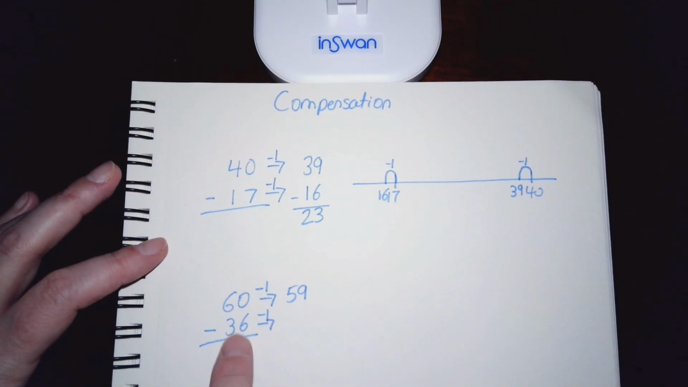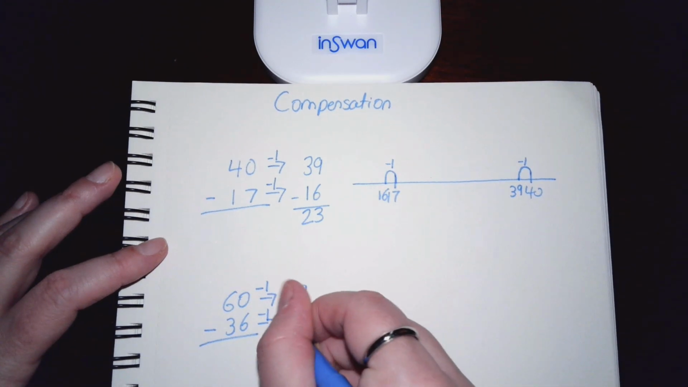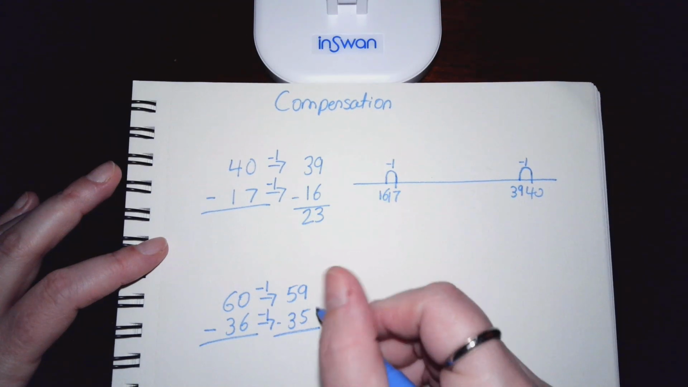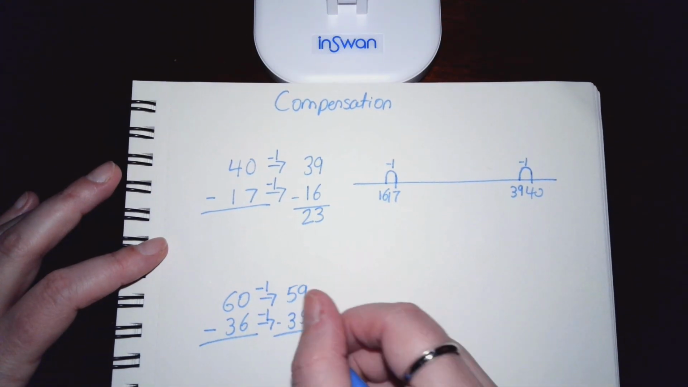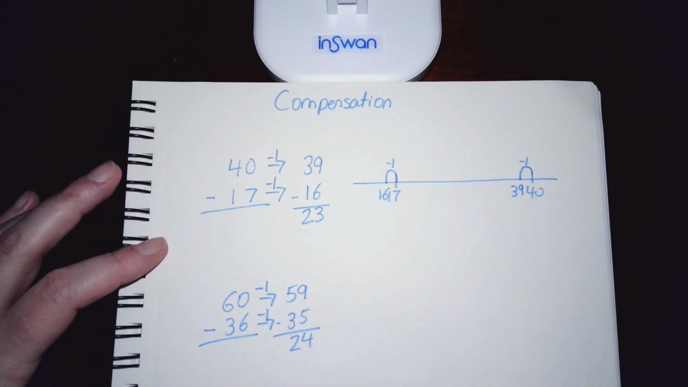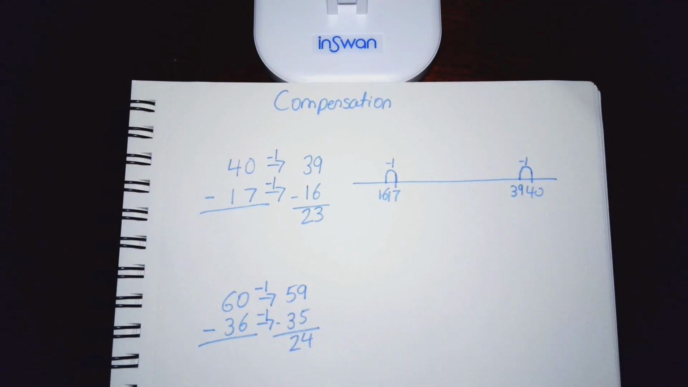36, if I take 1 away from 36, I am at 35. I'm going to subtract that without having to regroup. So 9 minus 5 is 4. 5 tens minus 3 tens is 2 tens. So that gives me 24.